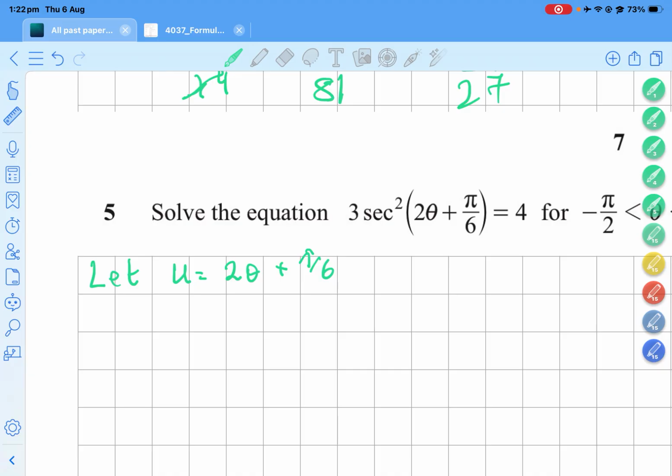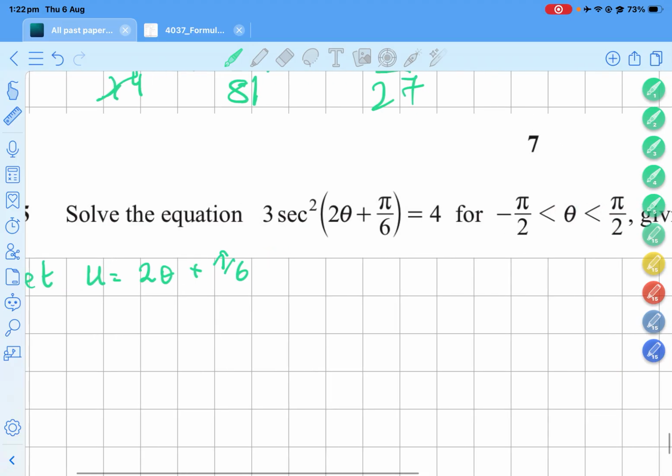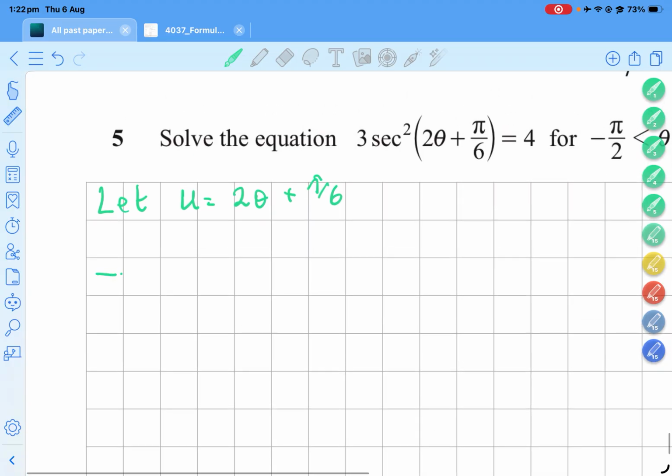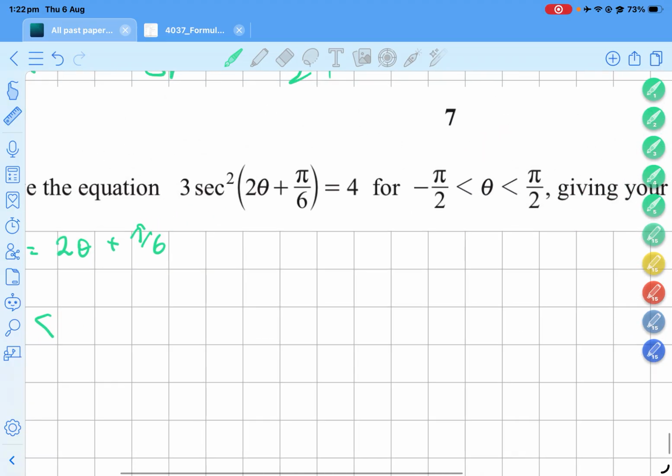So, now what can be the range of our precious little theta? Well, we know that minus pi by 2 is less than theta is less than pi by 2.